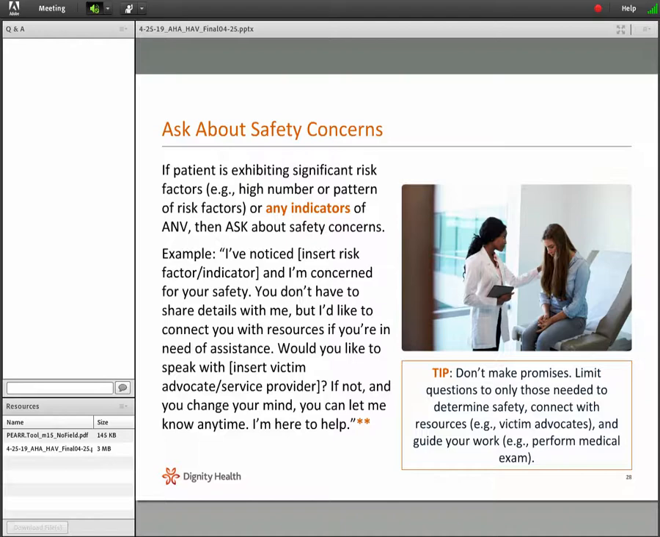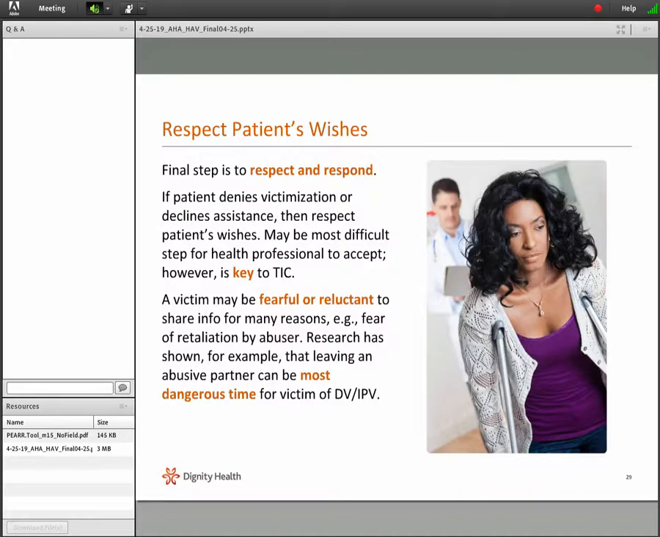If the person says no, just let them know that if they change their minds, they can let you know anytime, that you're there to help. In other words, you don't want to keep having the conversation, keep coming around and saying, are you ready now? Are you ready now? We've had those cases, and the patient can feel badgered.